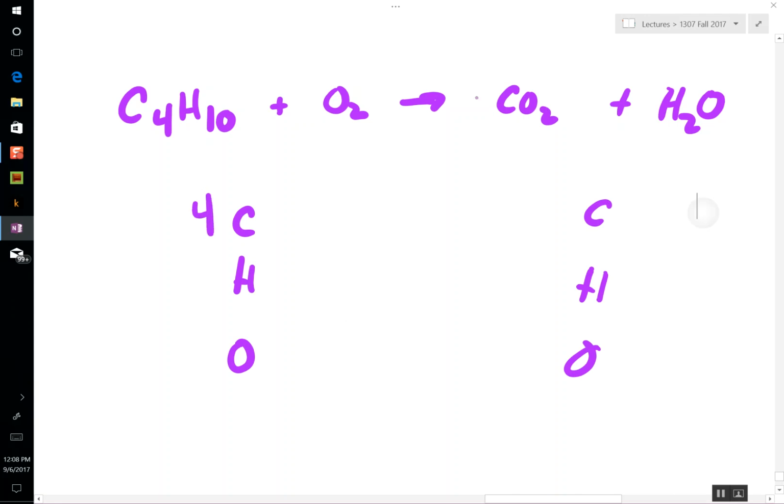Just start out the same way. I've got 4 carbons here, so I'm going to put 4 CO2s. I've got 10 oxygens here, so I'm going to put 5 waters. You see I got 5 waters over there. So now I got 8 oxygens plus 5 oxygens from the water is 13 oxygens. My carbons and my hydrogens are balanced.